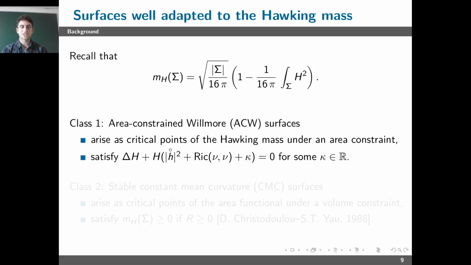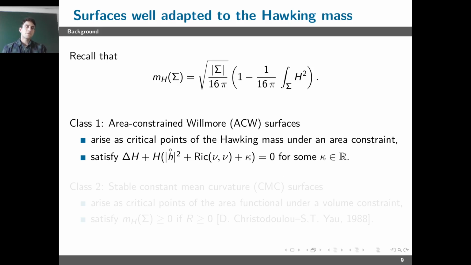So as the name suggests, these surfaces arise as area-preserving critical points of the Willmore energy, or equivalently as area-preserving critical points of the Hawking mass. And in particular, these surfaces are potential candidates to contain a maximum amount of Hawking mass given their perimeter. For this reason, it is very immediate why these surfaces should be well adapted to the Hawking mass.